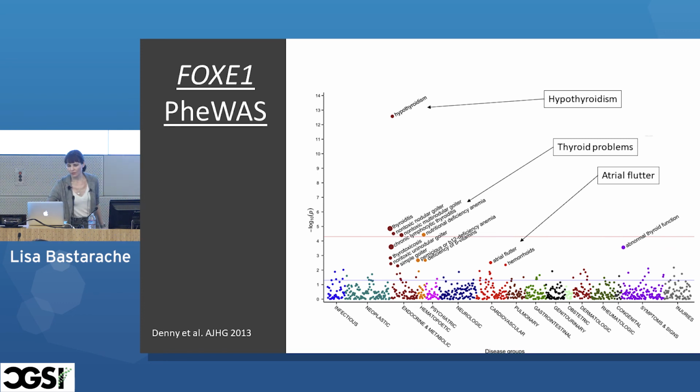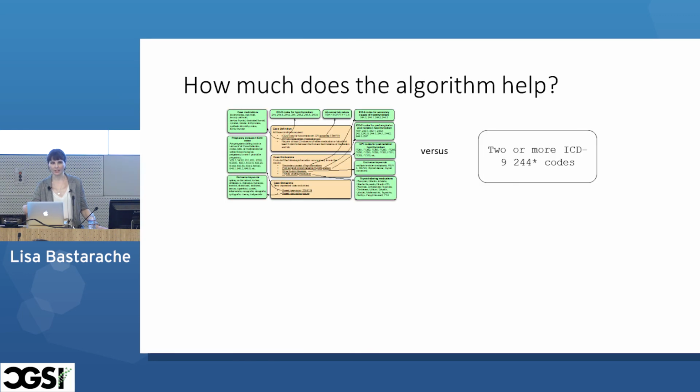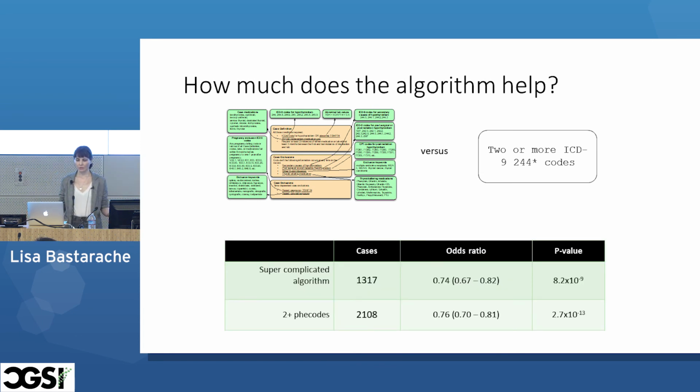But in doing this PheWAS, we actually inadvertently did this experiment. This is really the first point that I want to make to anybody who's going to be doing EHR phenotyping. We kind of inadvertently asked the question of how much did this really complicated algorithm help? I mean, how much more do you get out of it by coming up with all these inclusions and exclusions, et cetera, versus just using 2 or more billing codes? And the answer is, it really actually probably hurt more than it helped.